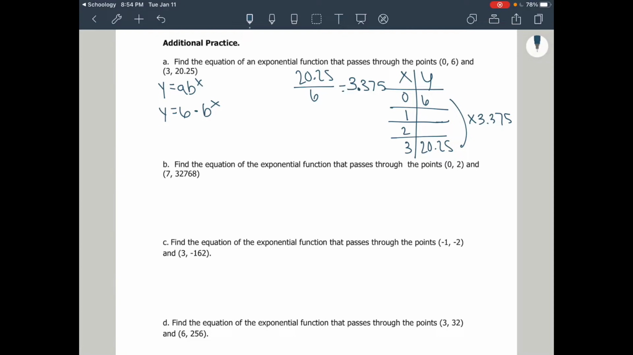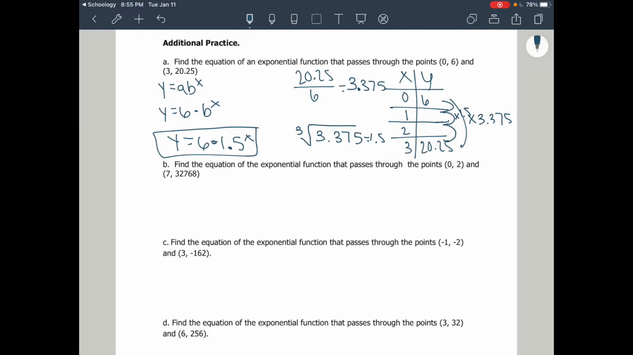So then we've got 1, 2, 3 hops. So I'm going to take the cube root of 3.375, which becomes 1.5. So times 1.5. Our multiplier is 1.5. So y equals 6 times 1.5 to the x power. Pretty easy, not a lot of crazy work going on, but what if your number of hops changes? So again, this next one says find the equation for the points 0, 2, and 7, 32,768.